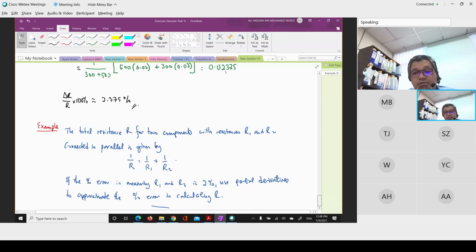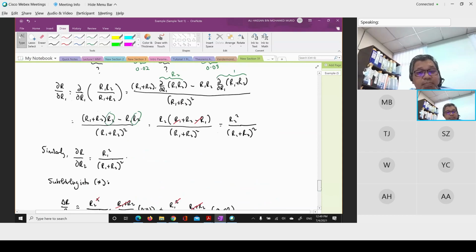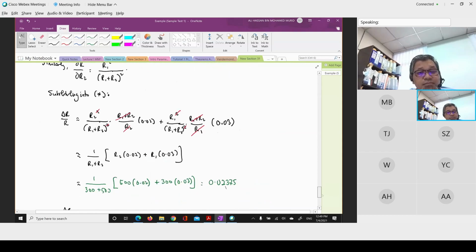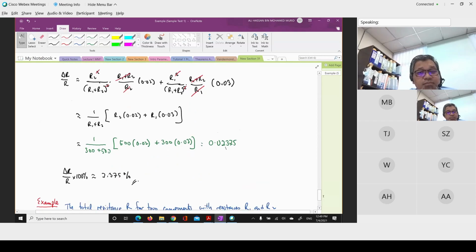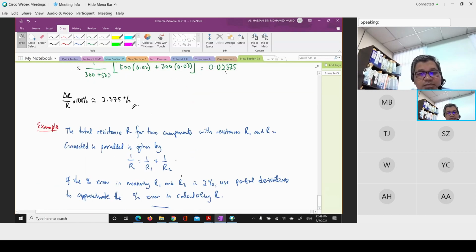Almost the same calculation is required as in the previous example. You see what happens if the percentages here are equal. If this is 0.02, this is also 0.02, I can factor out 0.02. Then we have R1 plus R2 that will cancel out with this R1 and R2, right? I'm giving you a hint now. So that's why in this example, no specific values for R1 and R2 are given.